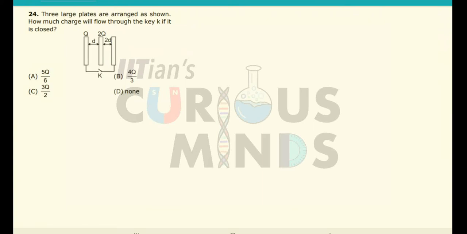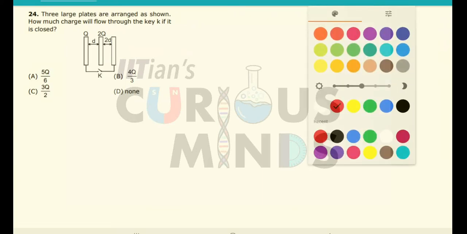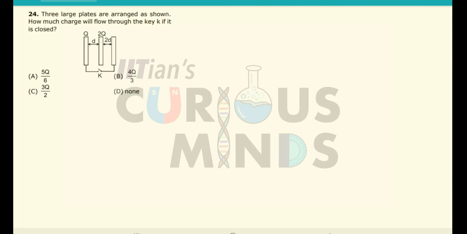Three large plates are arranged as shown. How much charge will flow through the key K if it is closed? Basically, we have to find out the amount of charge flowing when the key is closed.